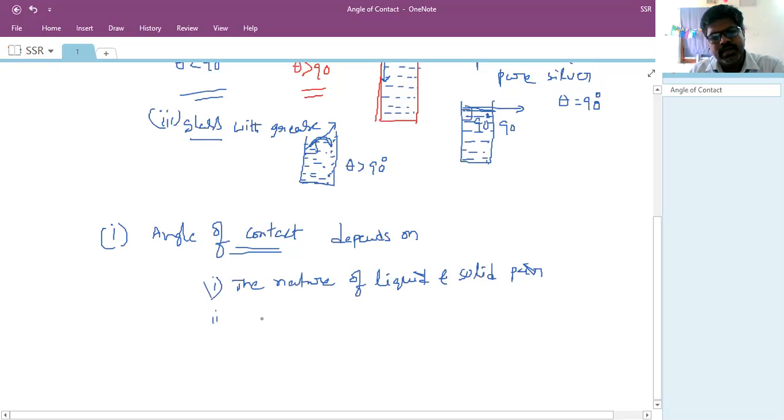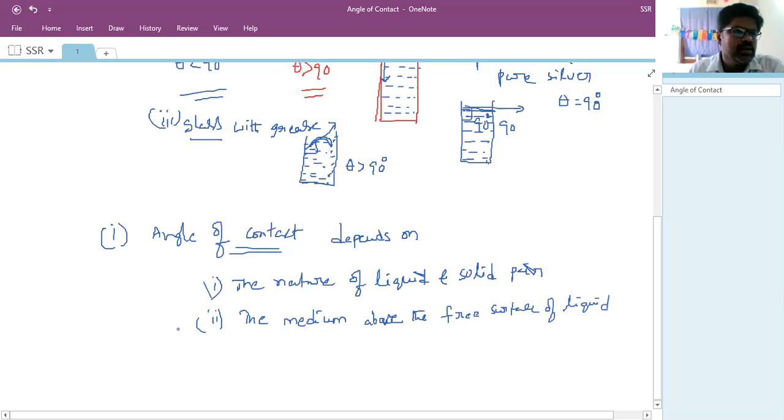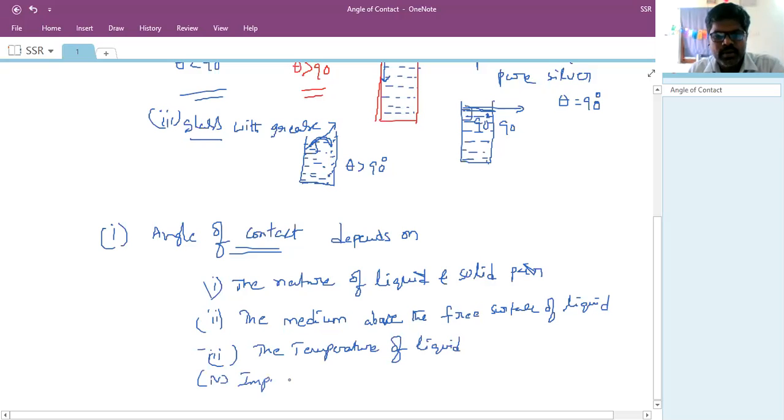Next point is the medium above the free surface of the liquid. Next point, the temperature of the liquid. And the next point is impurities: the amount of impurities added in the liquid.